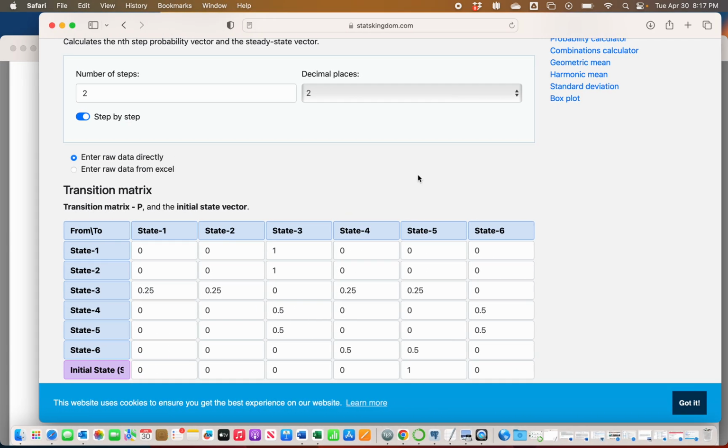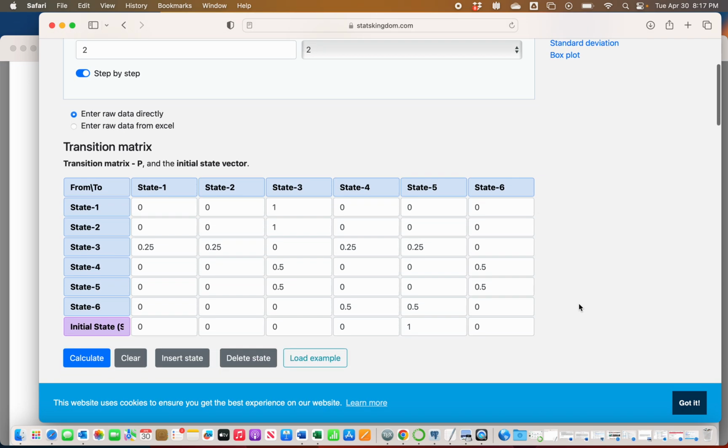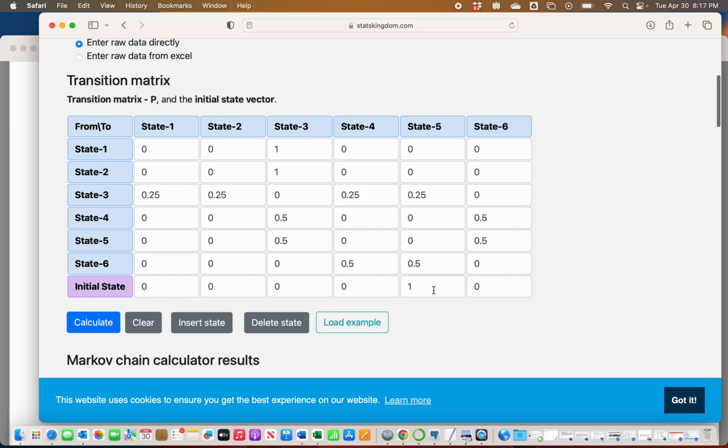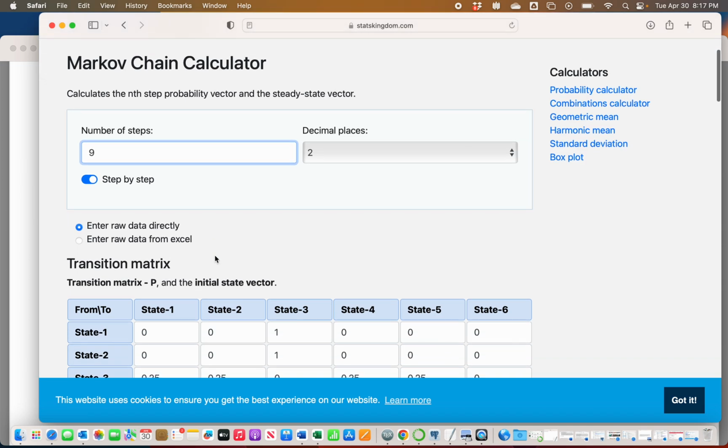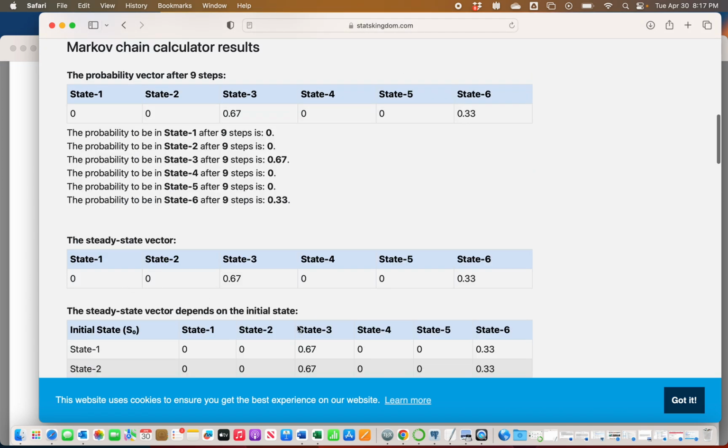So I think I have this one preloaded. Just to save time, I preloaded this one. I typed in the transition matrix. So from state 1 to state 3 is guaranteed, you know. So you can verify that this matrix is correct. And I'm starting it in state 5, in room 5. And I want to go 9 steps from here. Right, so 9 time steps. If I hit calculate, okay, so what was the question? I don't remember.